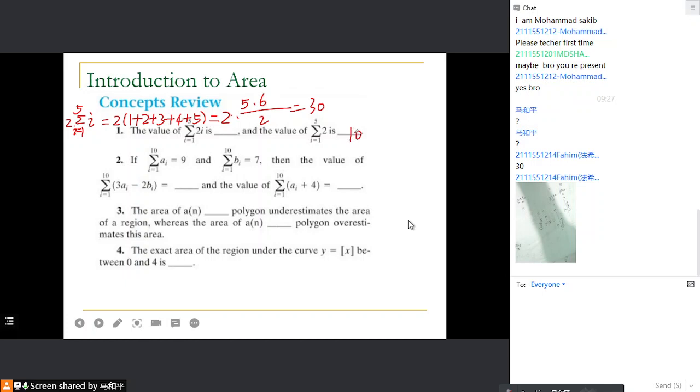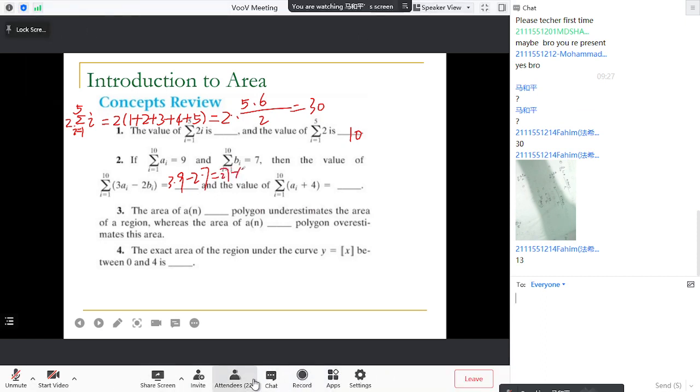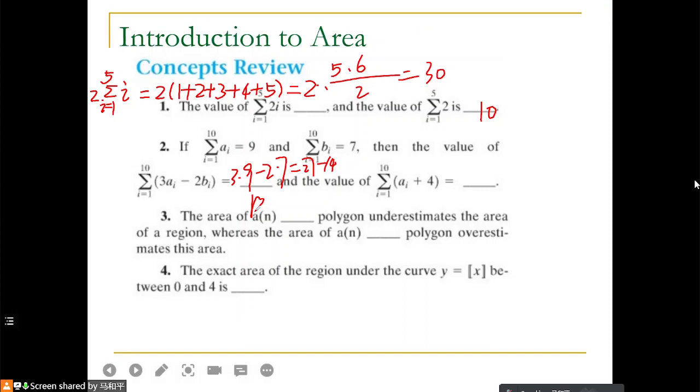And the second one, sum of a_i is 9 and sum of b_i is 7. So the value of this one is equal to 3 times 9 minus 2 times 7. So it's 27 minus 14, equal to 13, right? And the value of this one: sigma with i from 1 to n of a_i plus sigma with i from 1 to 10 of 4. So it's equal to 9 plus 40. It's 49, right? It's 49.